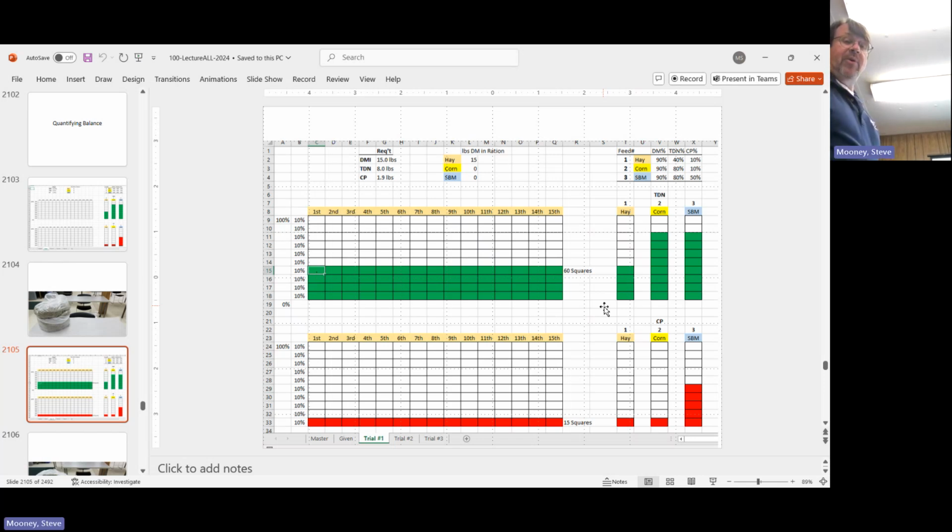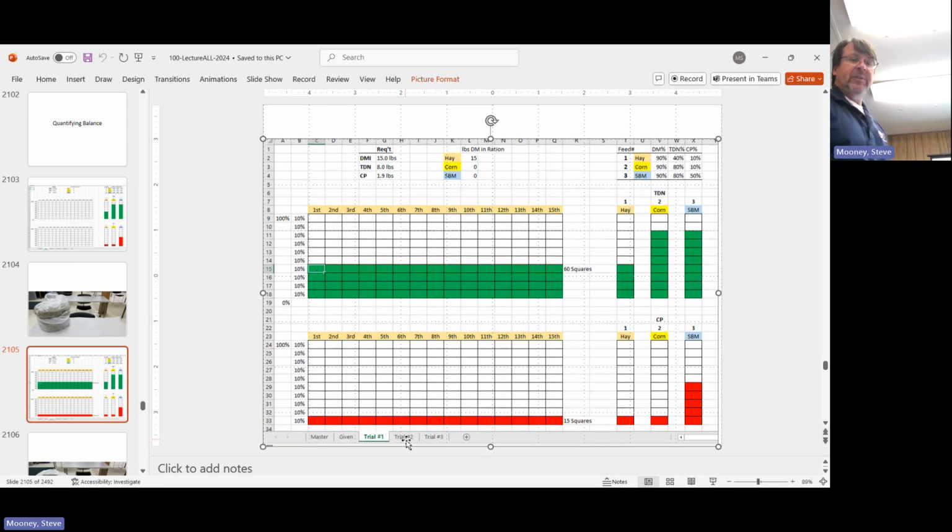What about the crude protein? I take all of my 15 pounds here. I fill them up with hay. Each pound of hay has got 1/10 of a pound. That's 15 squares, or 0.1 or 1.5 pounds of crude protein. We're 4/10 short. So diet number 1 did not work. I need to go to diet number 2 or trial number 2.